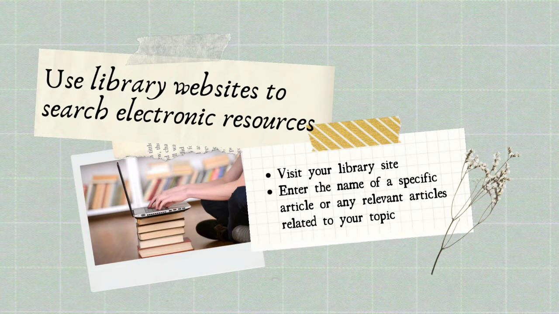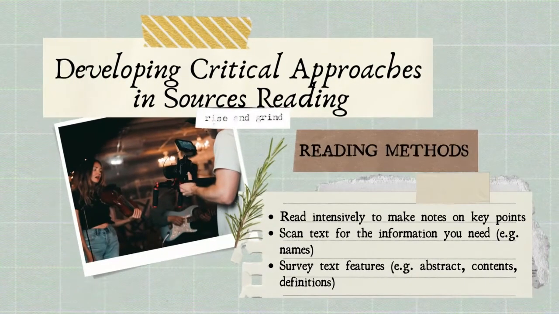Now, let's move to the next discussion. There are 6 topics you will learn in developing critical approaches in reading sources. The first is about reading methods. It is a fact that reading articles or any sources in a foreign language is not easy. There are new vocabulary and phrases, and even different writing styles that are sometimes hard to understand. Let us learn from the following techniques to find and deal with reading texts.